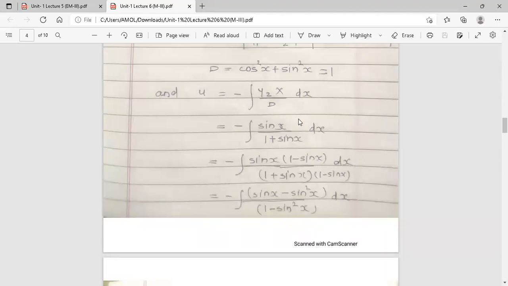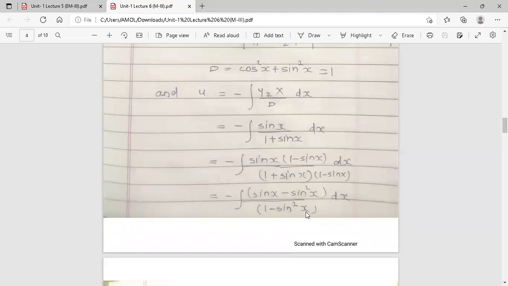Multiply and divide the term by 1 minus sin x, so that you get minus integration of sin x as it is, times 1 minus sin x upon (1 plus sin x) into (1 minus sin x). In the numerator, solve the bracket term with sin x, so it is sin x minus sin square x. In the denominator, the term is (1 plus sin x) into (1 minus sin x), which is in the form (a plus b)(a minus b), and so the reduction is a square minus b square.